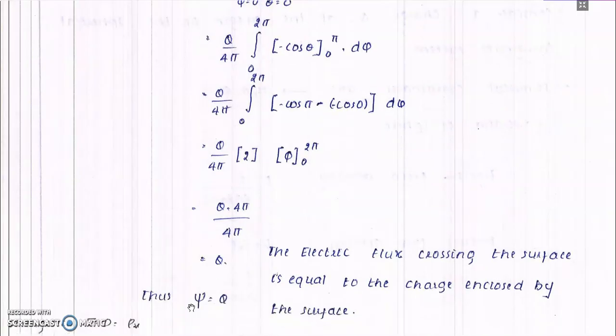This is mainly due to the electric flux crossing the surface. In a closed surface, the total amount of electric flux is equal to the total charge enclosed by the surface. So this is today's derivation, which clearly explains the basics of Gauss law.